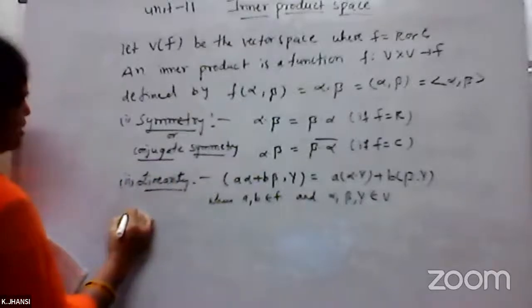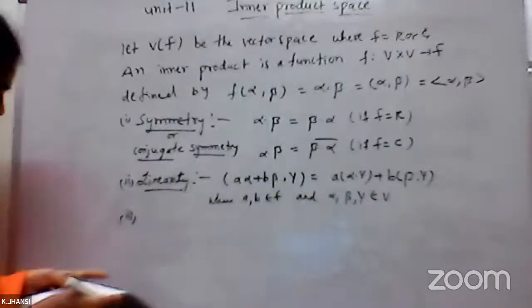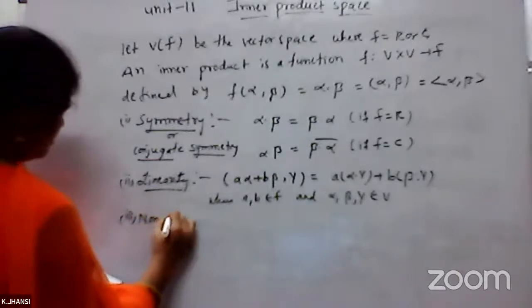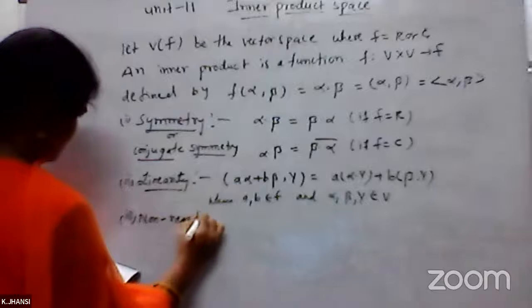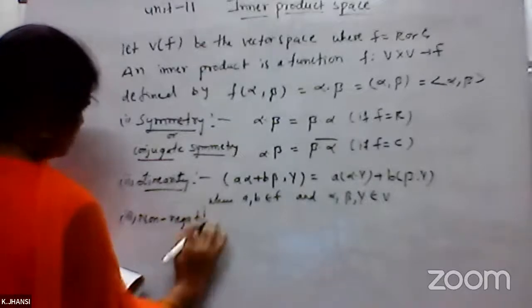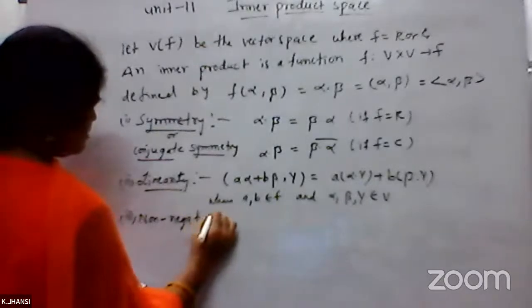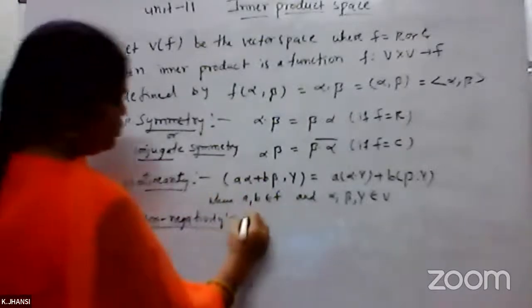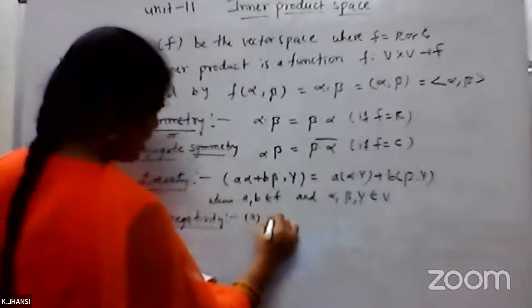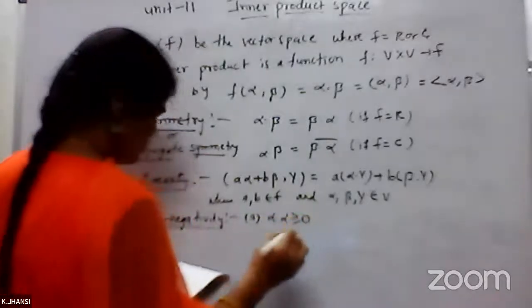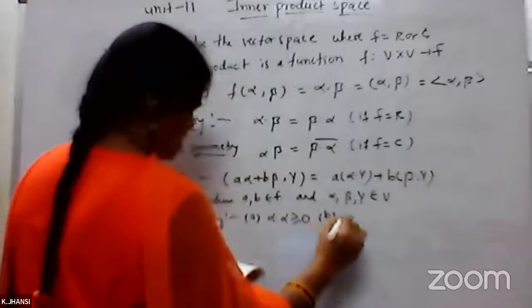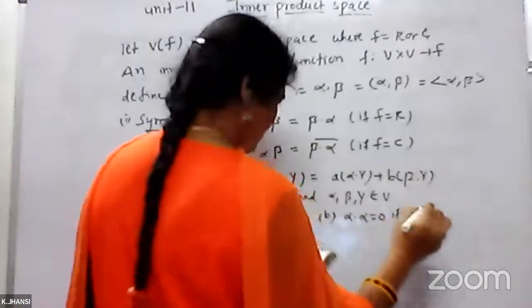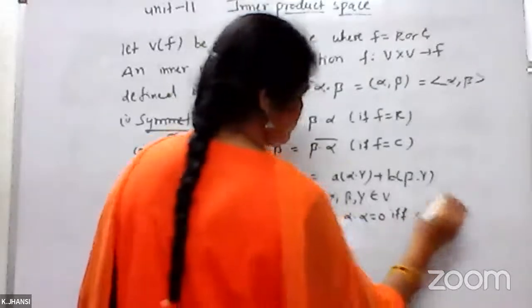Next, the third one is non-negativity. This is the third property we have, and two conditions are there. The first condition is alpha into alpha is greater than or equal to 0. And the second one is alpha into alpha equals 0 if and only if alpha equals the 0 vector.